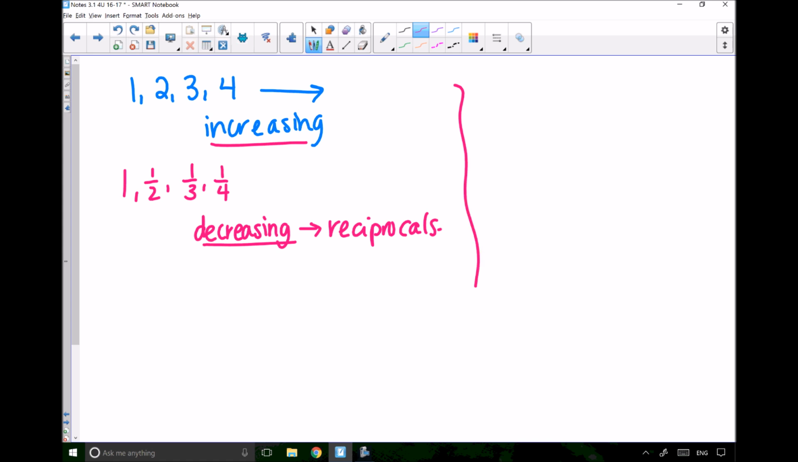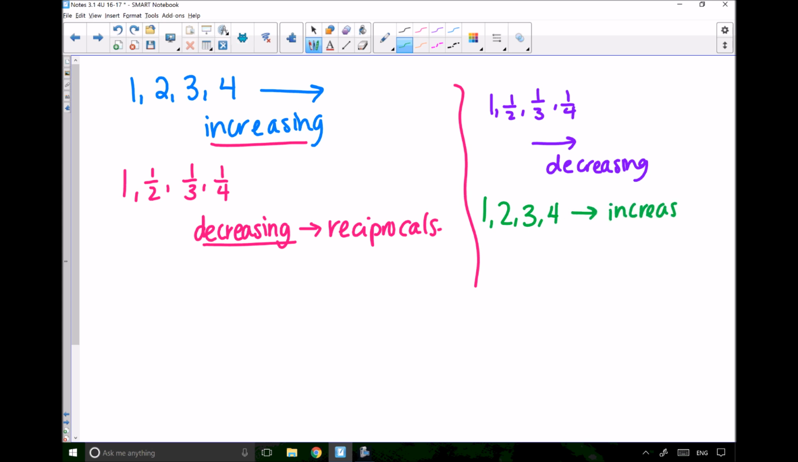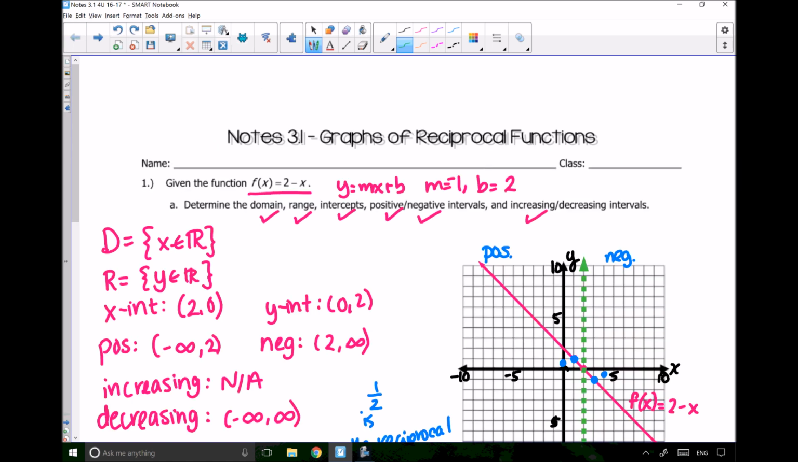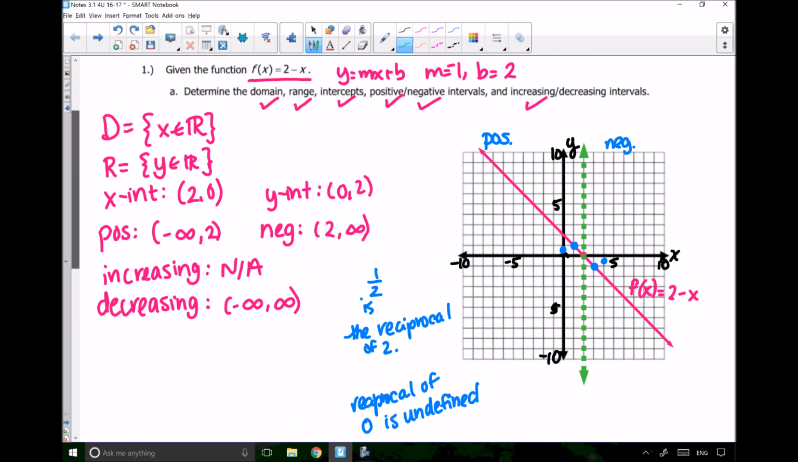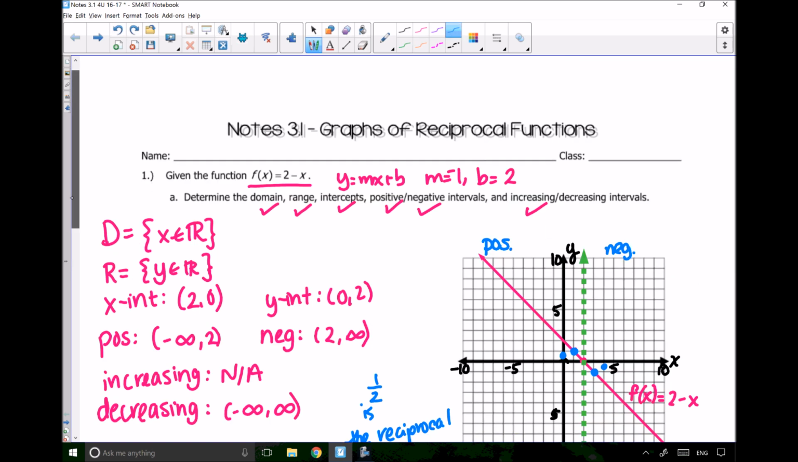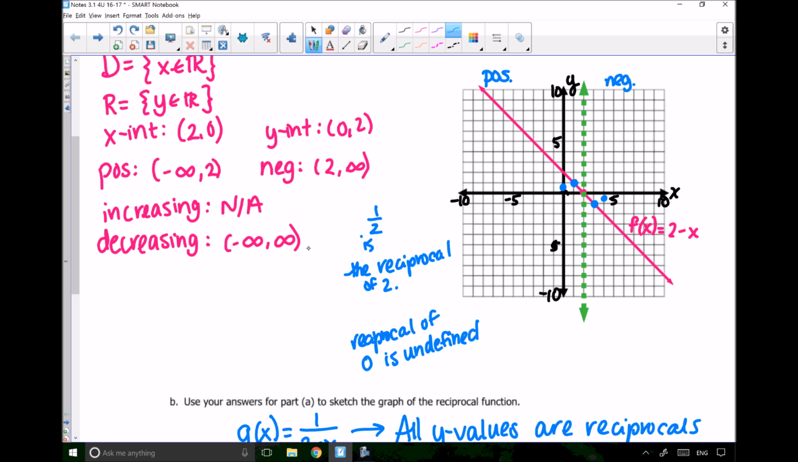Now let's see if the same is true the opposite way. So if my original values are 1, 1/2, 1/3, 1/4, these are decreasing. So when I do my reciprocals, I'll end up getting 1. The reciprocal of 1/2 is 2. The reciprocal of 1/3 is 3. The reciprocal of 1/4 is 4. So these values are going to be increasing. So that means that if my original function is increasing, then my reciprocal function should decrease, as well as vice versa. So therefore, I can conclude that since it's decreasing everywhere, my new function is going to be increasing everywhere.